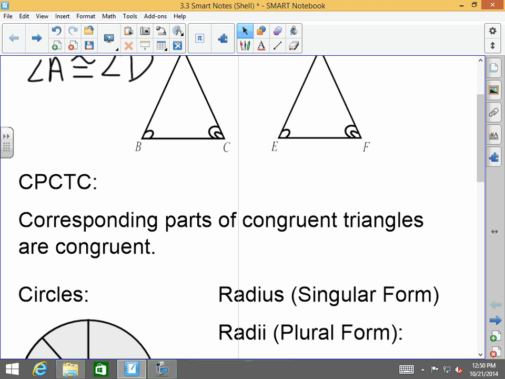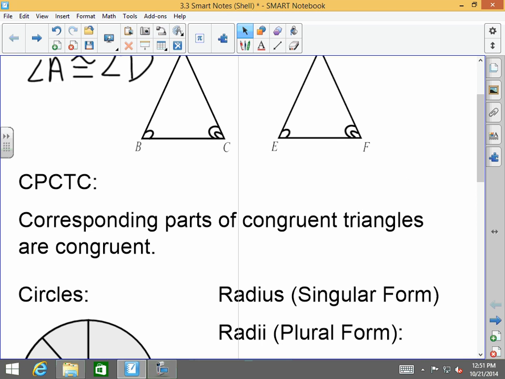Once I tell you that two triangles are congruent, or in your cases, once you guys prove that two triangles are congruent, then you know that all of the corresponding angles will be congruent and all of the corresponding sides will be congruent. And again, that is CPCTC. That is the abbreviation that we will use, so learn it. Corresponding parts of congruent triangles are congruent. And that's literally it for CPCTC.